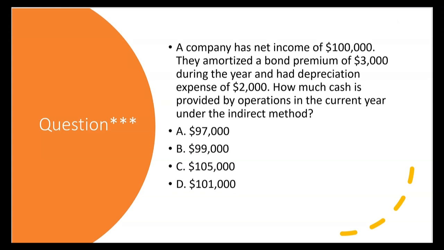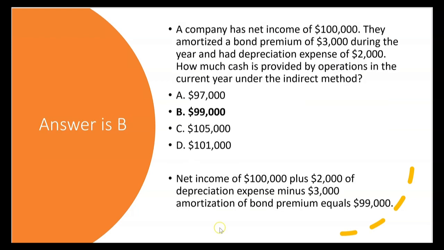Let's try this one. A company has net income of $100,000. They amortized a bond premium of $3,000 during the year and had depreciation expense of $2,000. How much cash is provided by operations in the current year under the indirect method? So you'd start with the $100,000 net income, and of course you would add back the depreciation expense because you always would add back a non-cash expense like depreciation. So it looks like 102 so far. But then you would subtract 3,000, the amortization of the bond premium, and you would get 99,000.